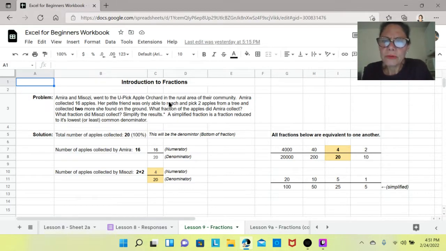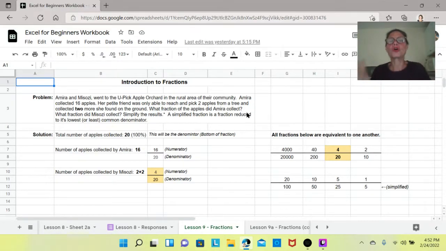So her petite friend was only able to reach and pick 2 apples from the tree, and pay attention, collected 2 in writing. It's not the number 2, but it's still 2. So she got how many? 2 plus 2 is 4. She found the other 2 on the ground. What fraction of the apples did Amira collect? So it's not what they picked, because it could be a trick question. And I say they probably wouldn't make it that hard.